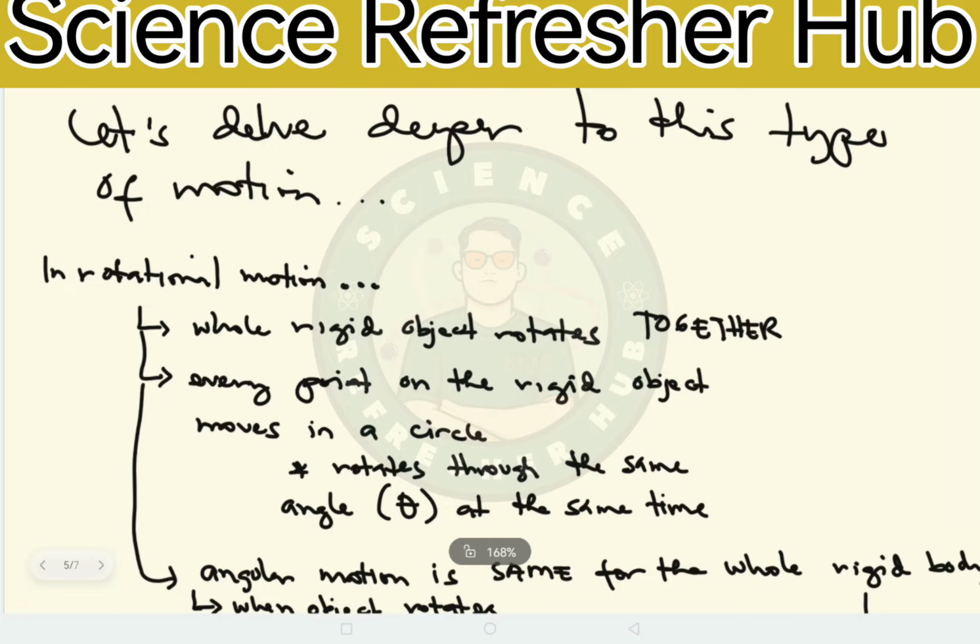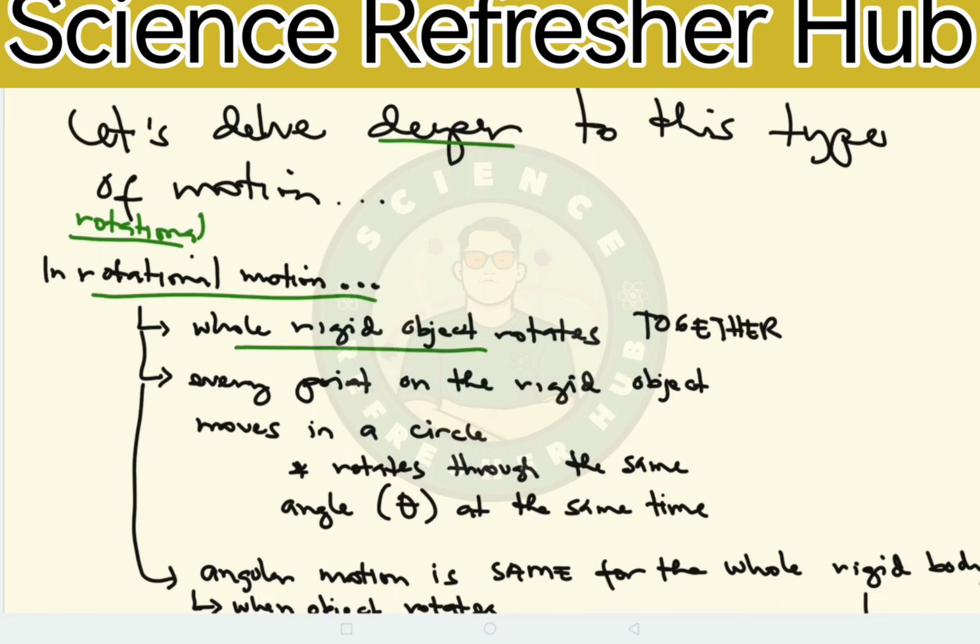Let's delve deeper into this type of motion. We're still talking about rotational motion here. Okay, in rotational motion, the whole rigid object rotates together. All the points there rotate together. Just like translational motion, it's just that in translational motion, these points are moving back and forth in one direction. In this case, it's moving in a circle.